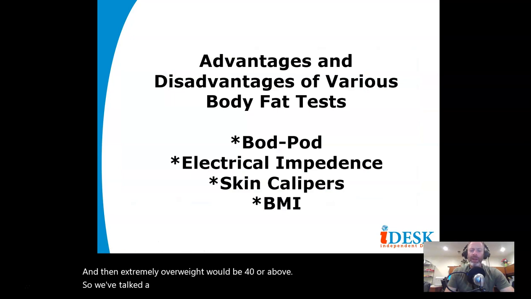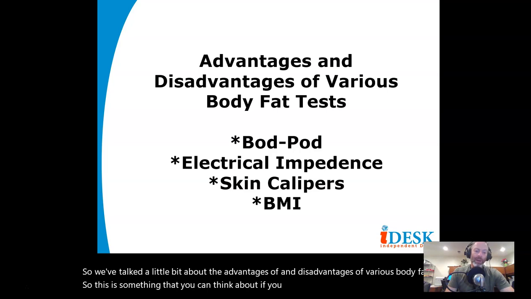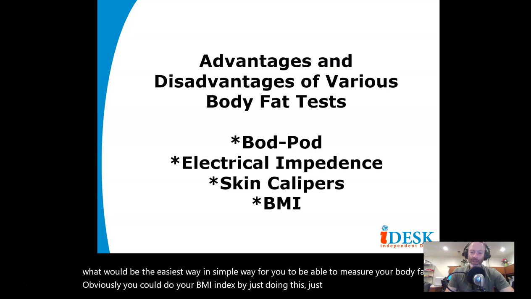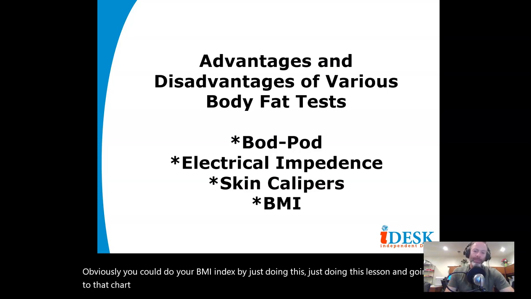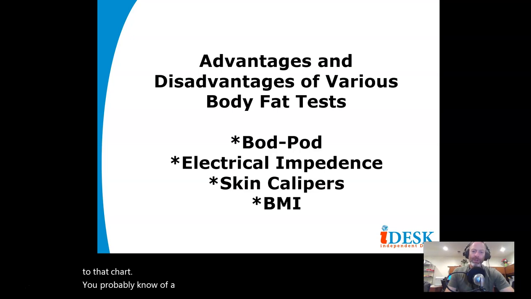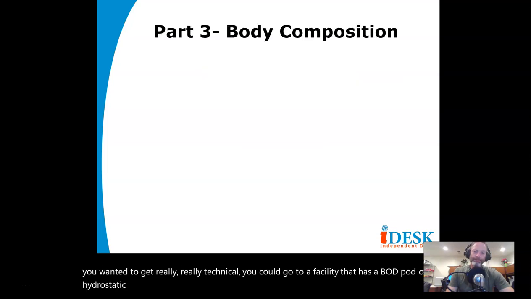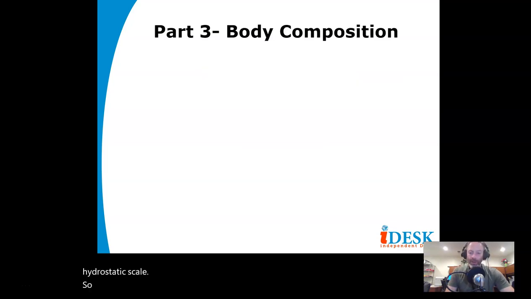So we've talked a little bit about the advantages and disadvantages of various body fat tests. This is something that you can think about. If you wanted to have your body fat measured, what would be the easiest and simplest way for you to measure your body fat? Obviously, you could do your BMI by just doing this lesson and going back to that chart. But you probably know of a place where you can go do an electrical impedance test fairly easily. If you wanted to get really technical, you could go to a facility that has a bod pod or a hydrostatic scale. So those are the ways that you find out what your body fat percentage is.